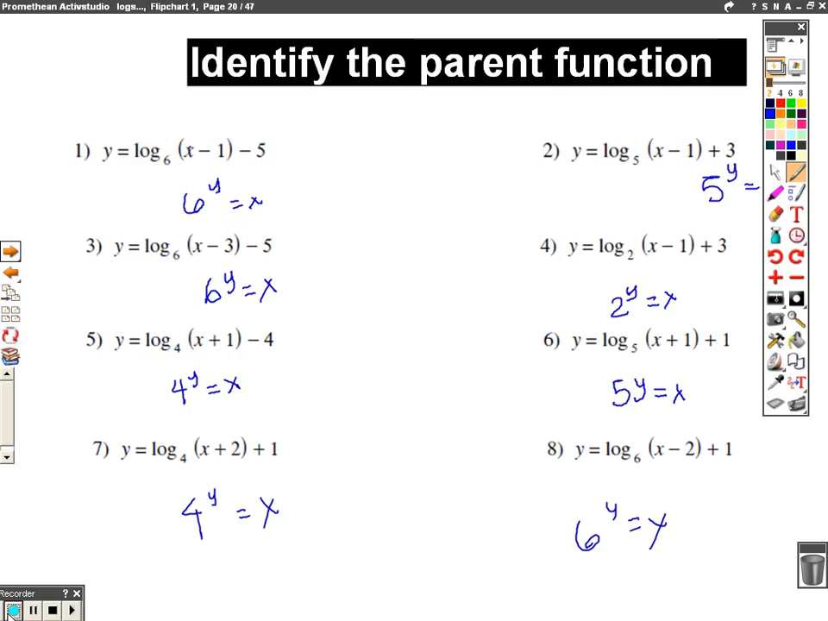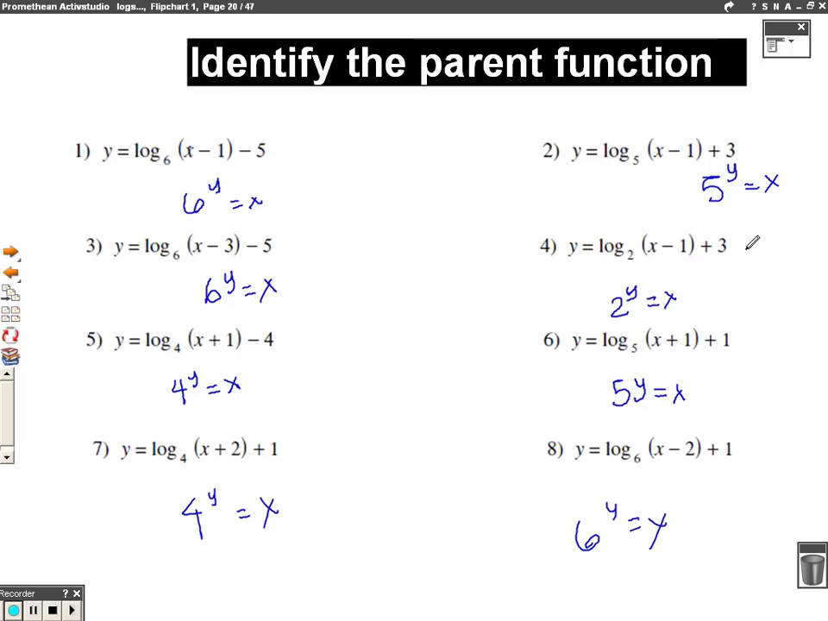So these are the answers you should have gotten. Oops, sorry, one of them was hiding. So 5 to the y equals x, 2 to the y equals x. Oh, my y's kind of low there. 5 to the y equals x. Let's try that again. 6 to the y equals x. 4 to the y equals x.